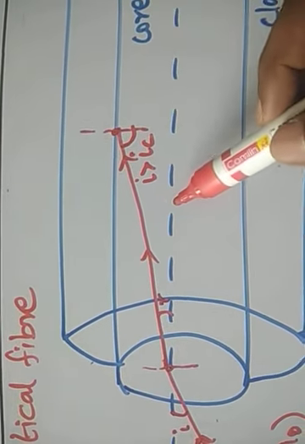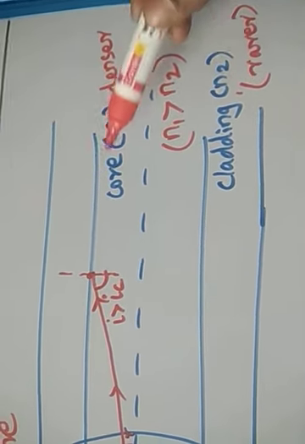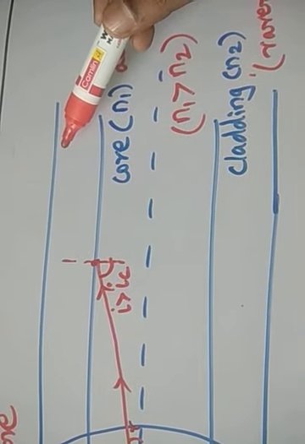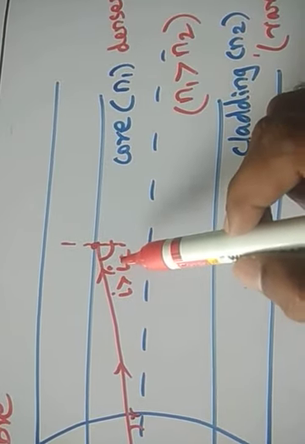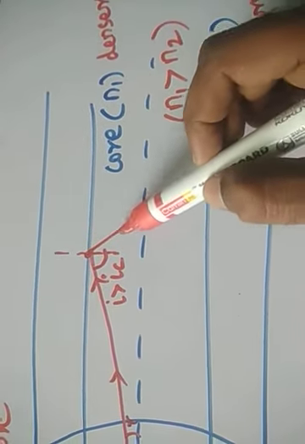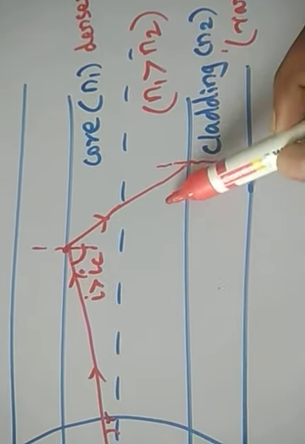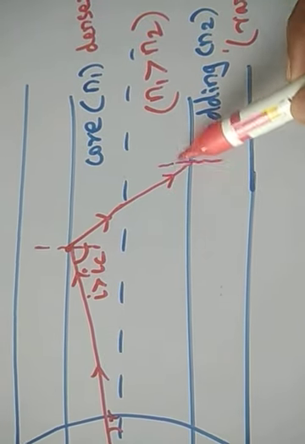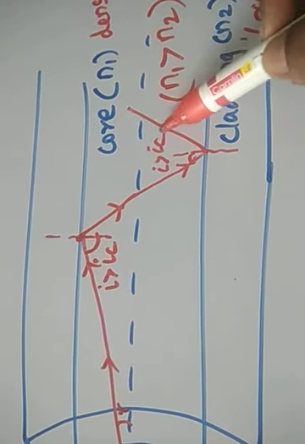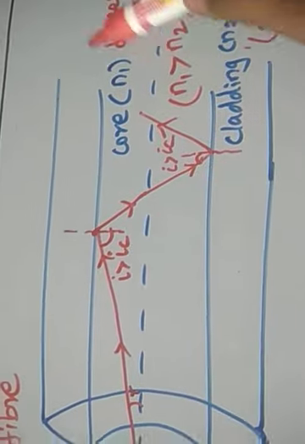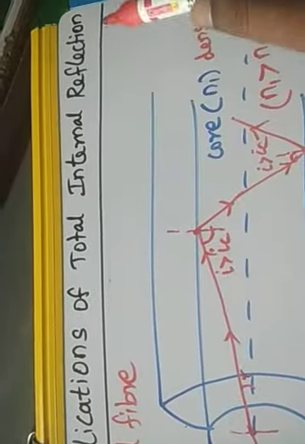Here the light travels from denser medium to rarer medium, because the core is denser and the cladding is rarer. When the light enters from denser to rarer medium, if the angle of incidence is greater than the critical angle, the light will be reflected back into the same medium. Again it comes and hits here, and again travels from denser to rarer medium. If the angle of incidence is greater than the critical angle, it will be reflected back again. So the light propagates through the optical fiber by total internal reflection.